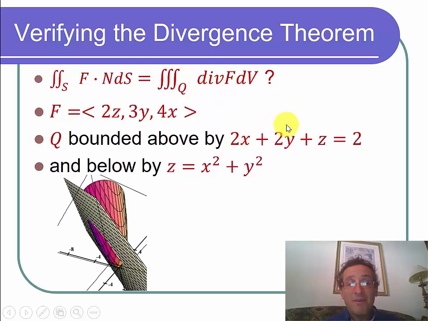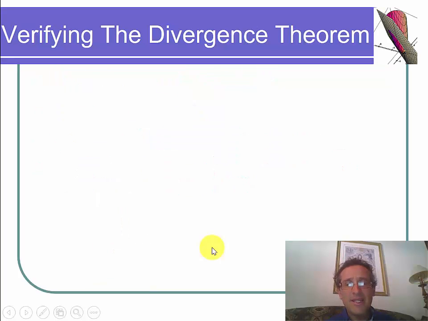The first thing we should probably do is look at a picture. It's bounded above by this plane here, and it's bounded below by this paraboloid here. And you get this interesting shape. Now what I need to do is I need to verify. So I'm going to start out with the left-hand side, find out what I get, and then I'll work out the right-hand side, cross my fingers, and hope I get the same answer.